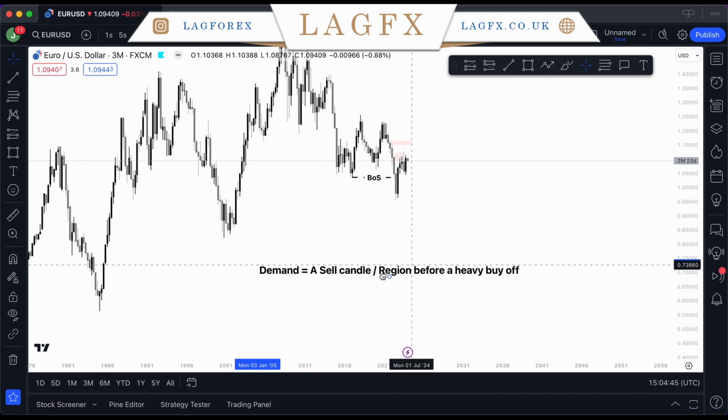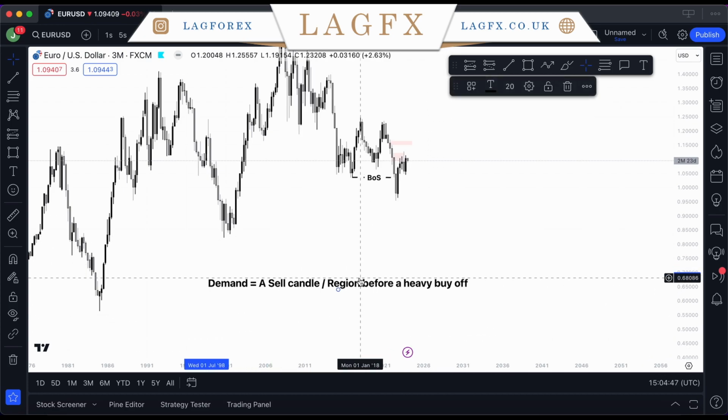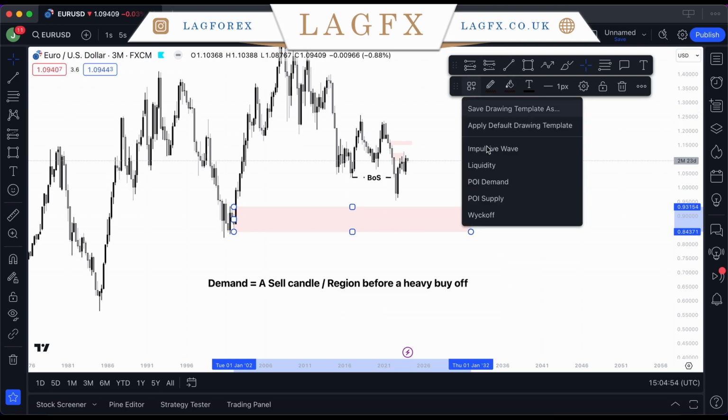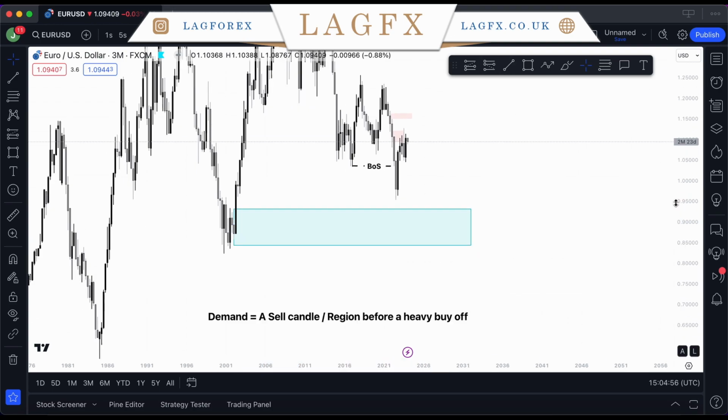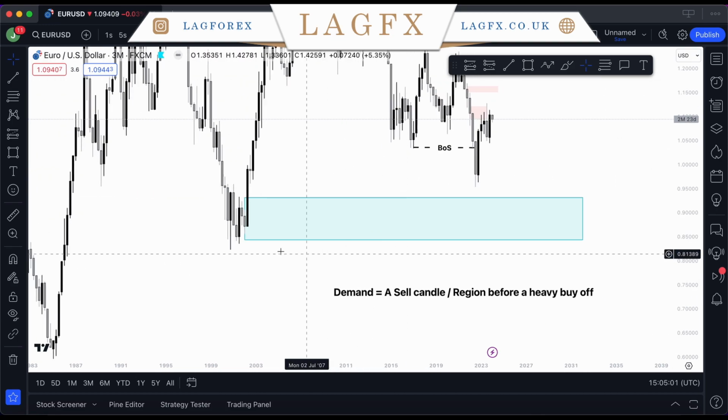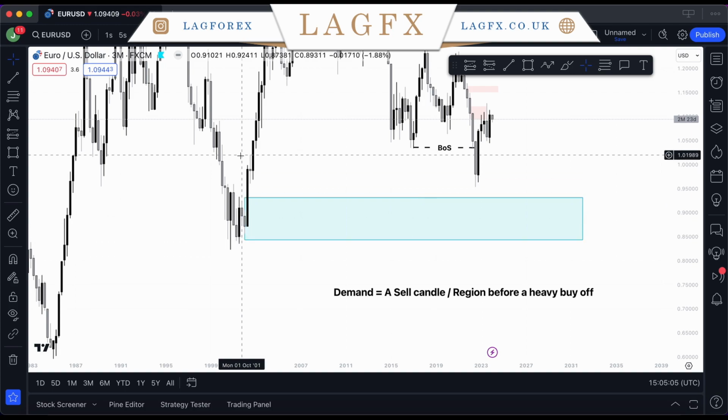Okay, so it's a sell candle or a sell region before a heavy buy-off. And you can see that this region down here perfectly demonstrates that if we change that to a demand zone, because we can see a sell candle or a sell region down here, before then we've had a heavy buy. And what that represents is a point of interest, because we know the smart money operators, the composite man, has been active there. They have positions open that need mitigating.